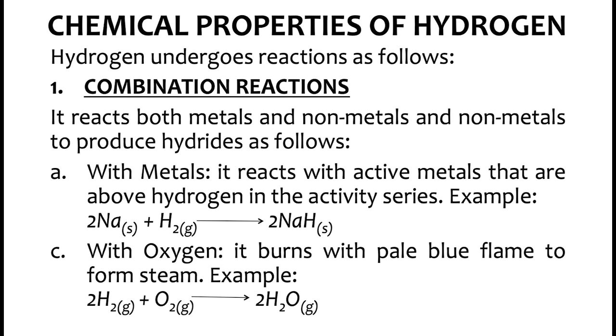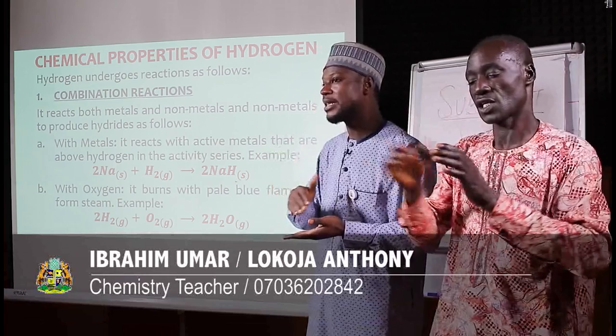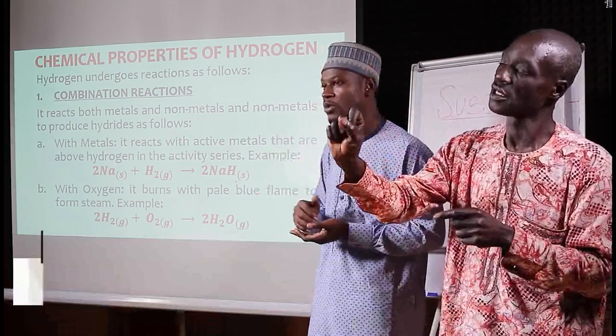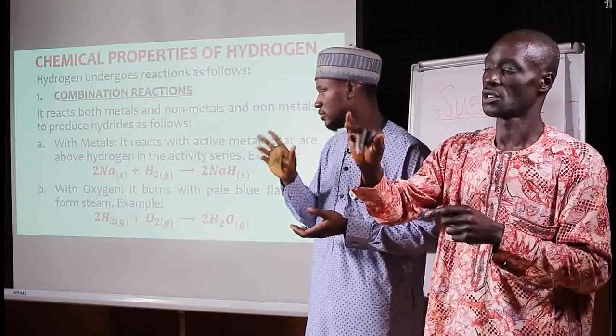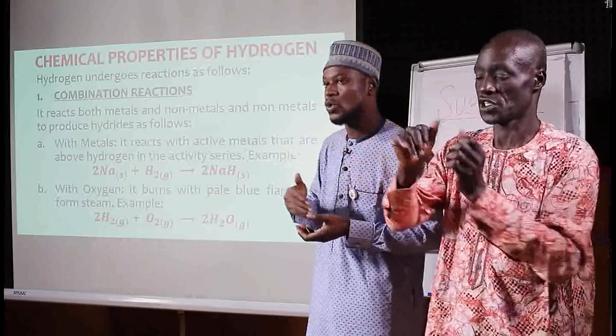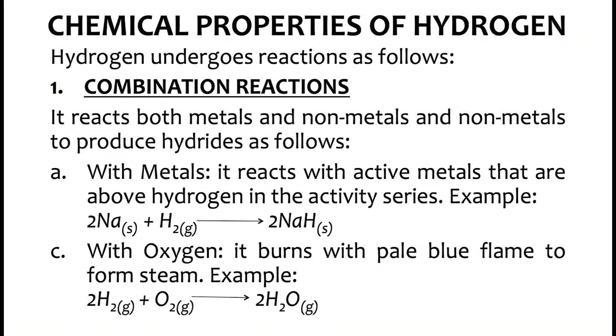We said it reacts with active metals that are above hydrogen in the activity series. Remember, we all discussed the activity series, in which above hydrogen we have metals like sodium, potassium, aluminium, magnesium, calcium, and so on. So hydrogen can react with all these metals to produce what we call metallic hydride. A good example is 2 atoms of sodium reacting with 1 molecule of hydrogen gas to produce sodium hydride, that is 2NaH.